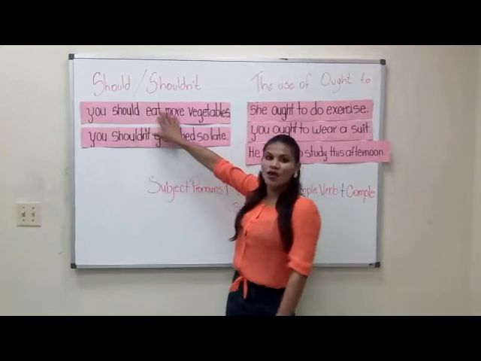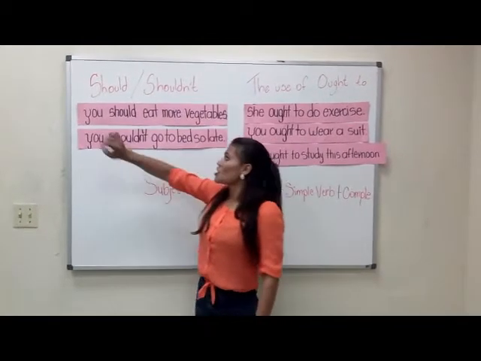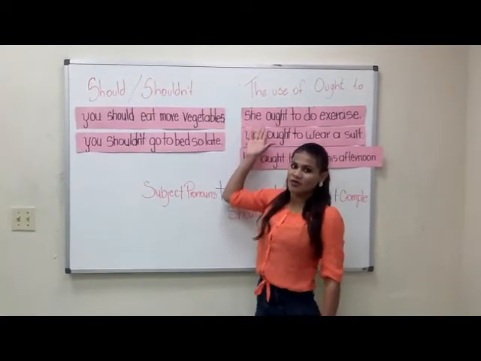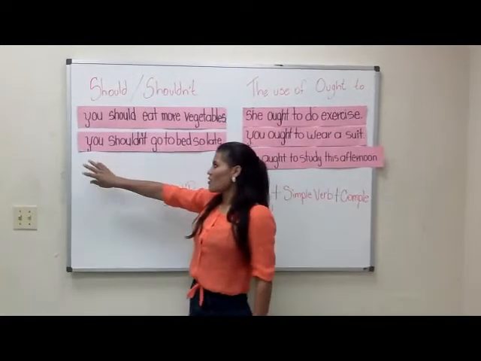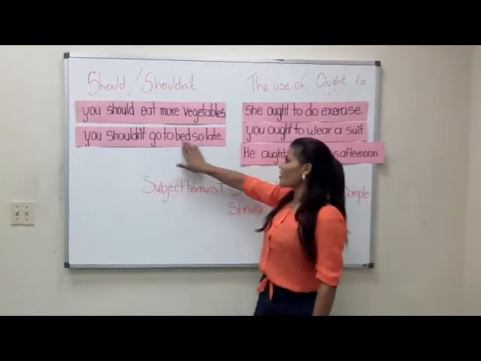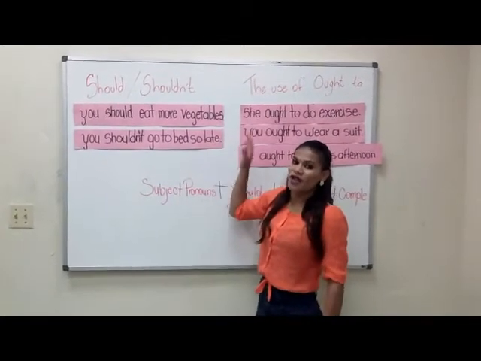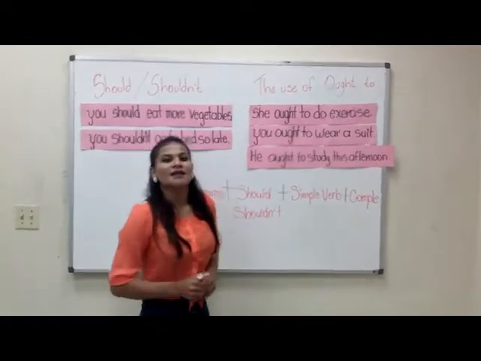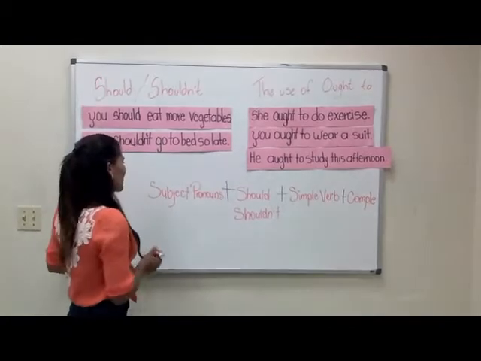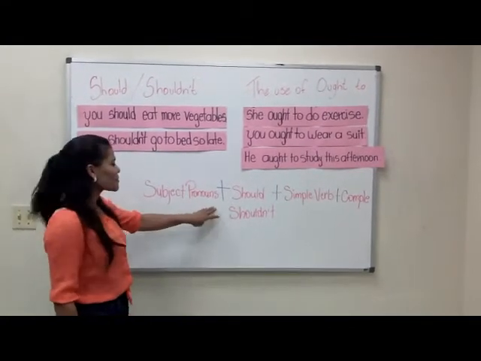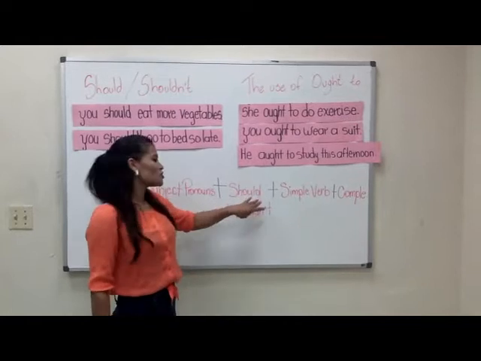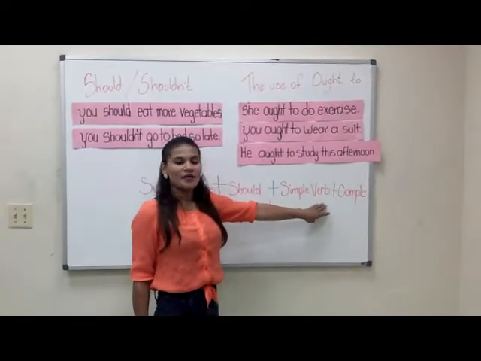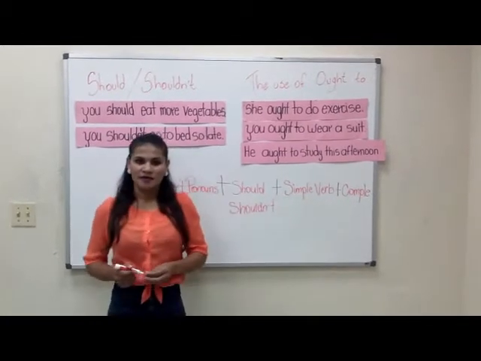Here we have two examples. The first, you should eat more vegetables, is a positive sentence. The second, you shouldn't go to bed so late, is a negative sentence. Did you remember the verb form? Okay, so the pronoun plus auxiliary should or shouldn't plus simple verb plus complement.